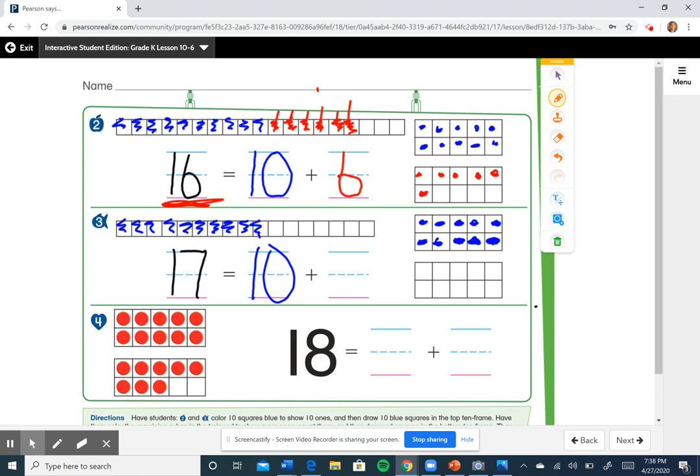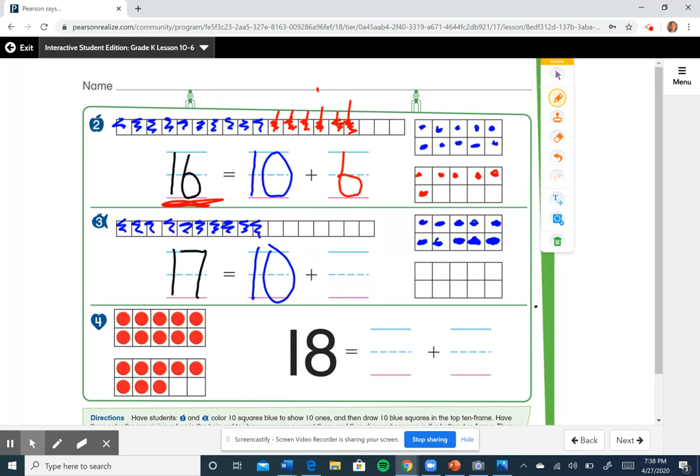Now we need 17, and I already know I colored in 10. So some of us it just might click and we think, oh, 17 is one number bigger than 16. So I just need to color in one more red than this one and color in one more red 10 frame square than this one. Well, let's just say we don't know that.